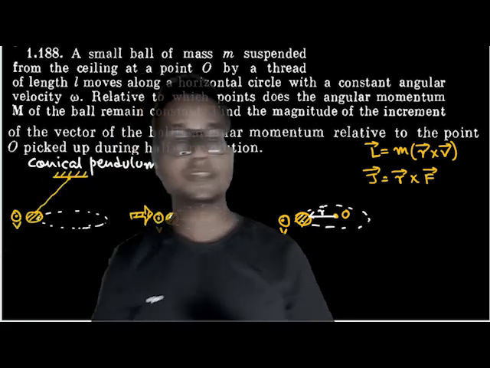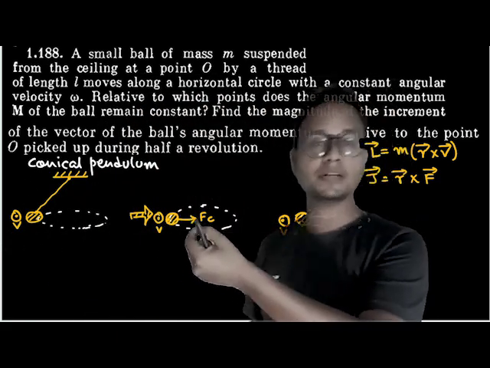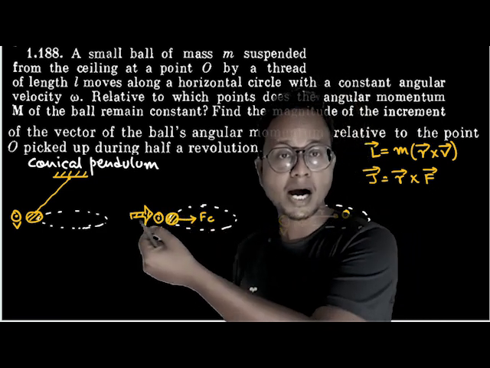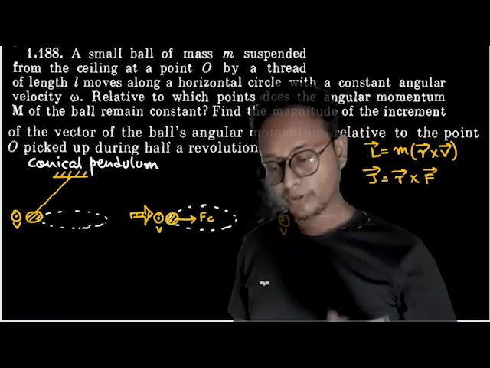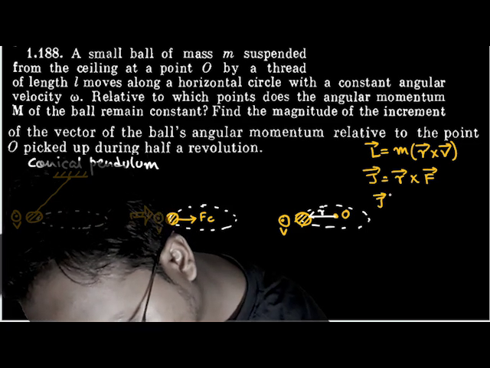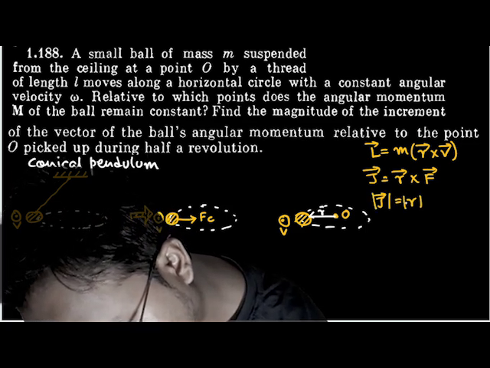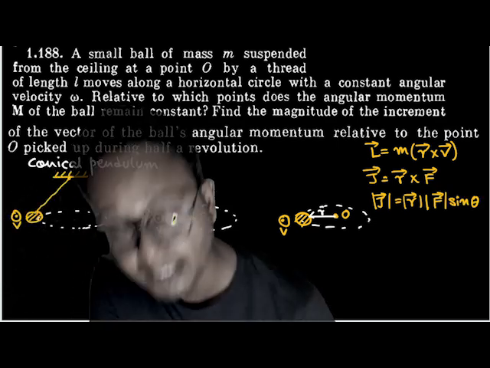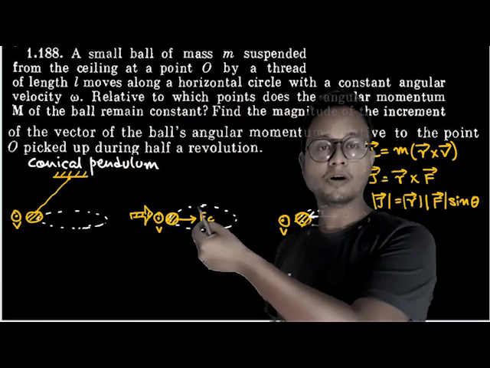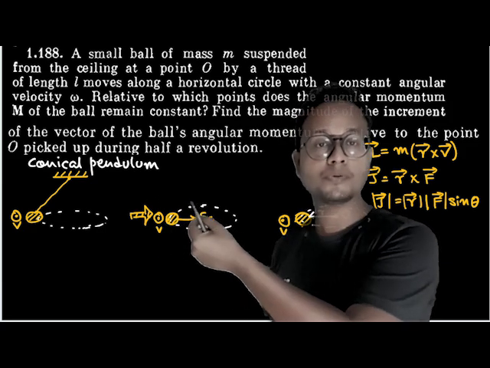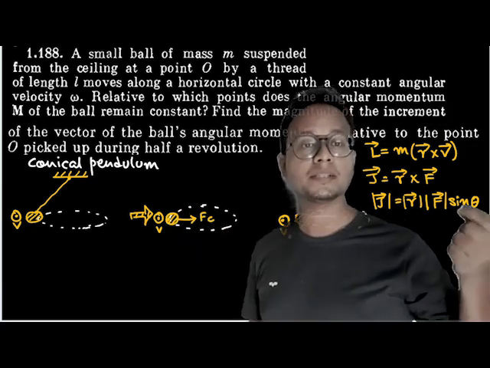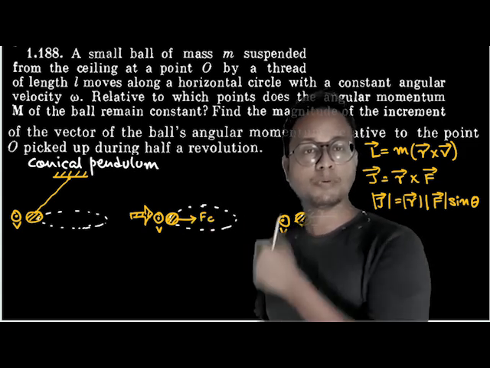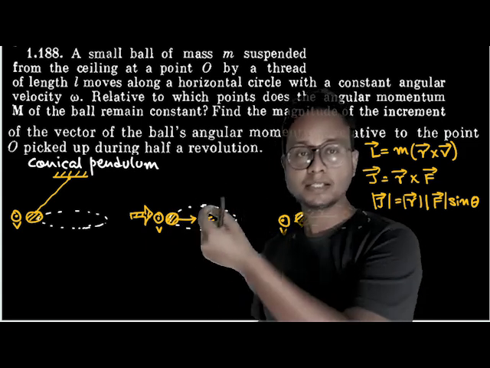Now if you see this diagram, what is the direction of centripetal force? In this direction. What is the direction of r? In this direction. So the angle between r and F is always 180. So the magnitude of torque is equal to the magnitude of r into the magnitude of F into sine theta, where theta is the angle between r and F. If you take the center as the origin, the angle between r and centripetal force would always be 180, and sine of 180 is nothing but 0. Same thing happens at every point in the circular orbit.